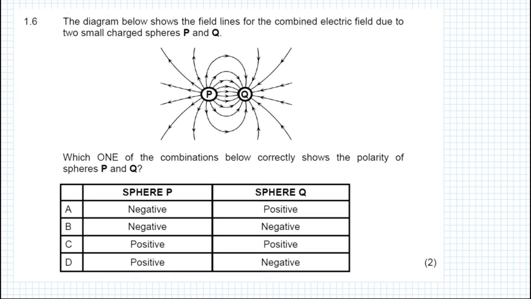We're now on question 1.6, which is the last question in this video, and it says, the diagram shows the field lines for the combined electric field due to two small charged spheres, P and Q. Which one of the following combinations below shows the polarity of the spheres P and Q? Polarity basically speaks of whether or not the spheres are positively charged or negatively charged. That is what we are speaking about when we use the term polarity in this section.